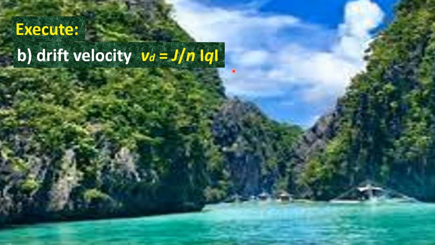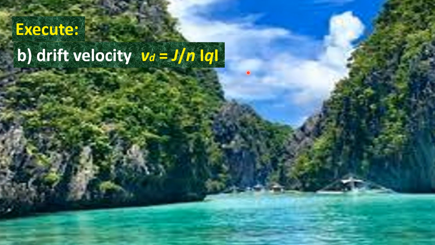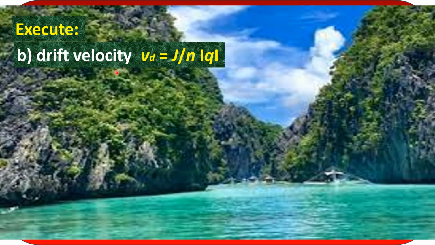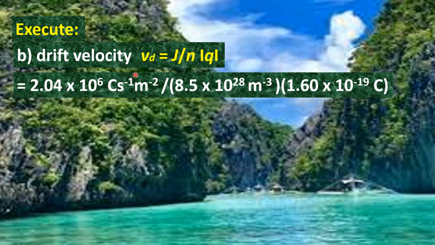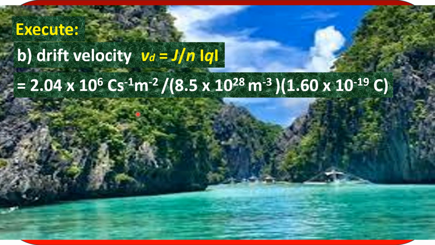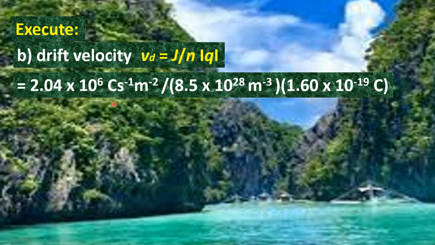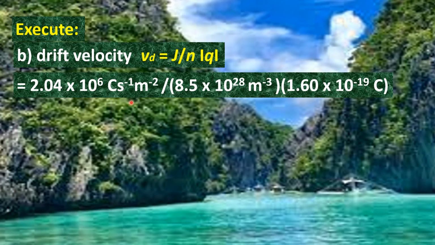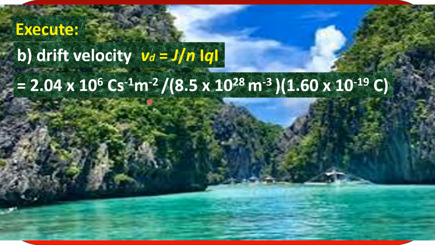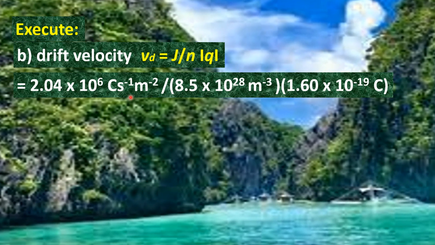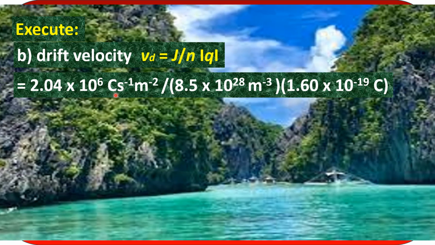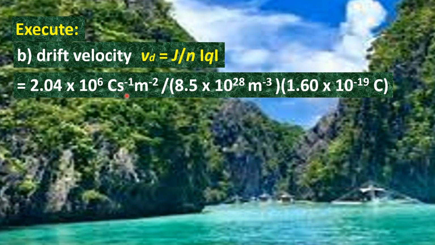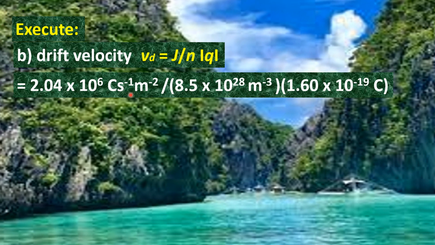So, we say that the drift velocity is just equal to 2.04 raised to the 6 power ampere per meter squared. All right. But we have replaced the unit ampere with coulomb per second.